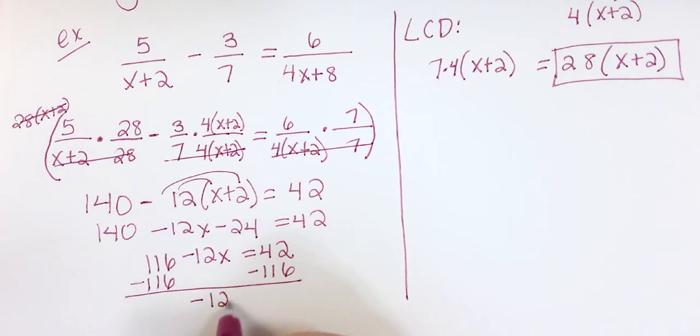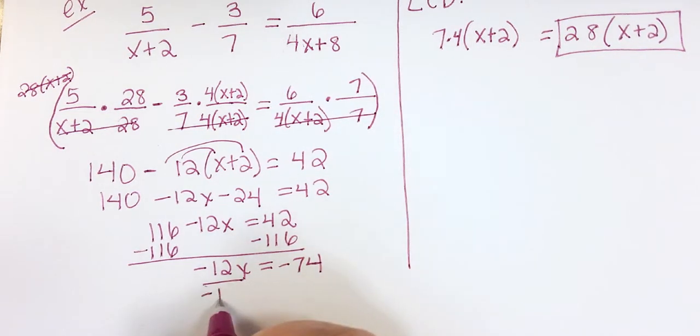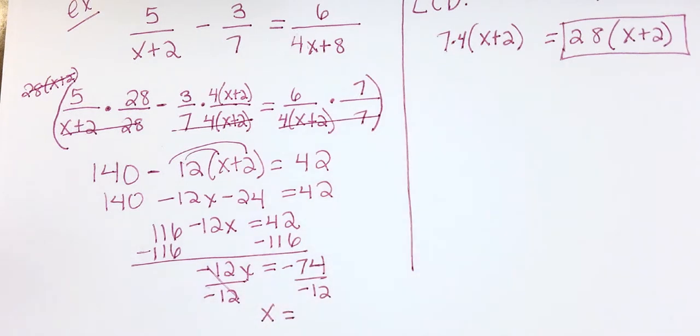We get negative 12x equals negative 74. And last step would be divide. Divide by negative 12. So we get x equals, and let's simplify this, 37 over 6. So that ends up being my answer.